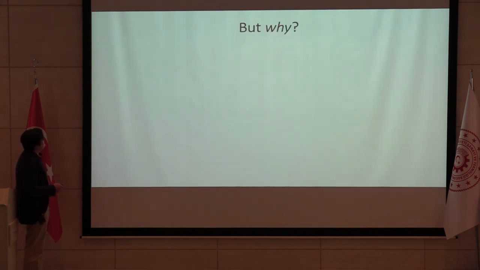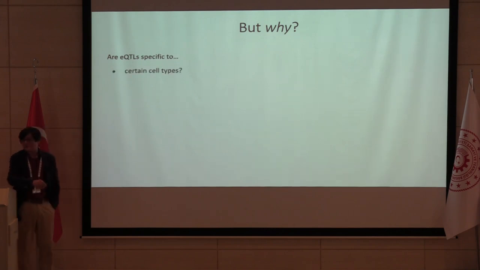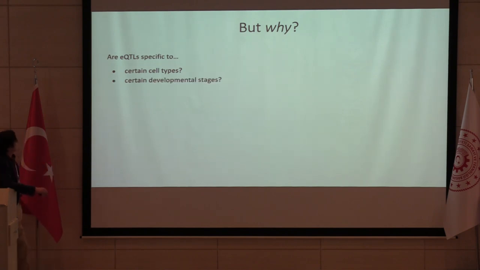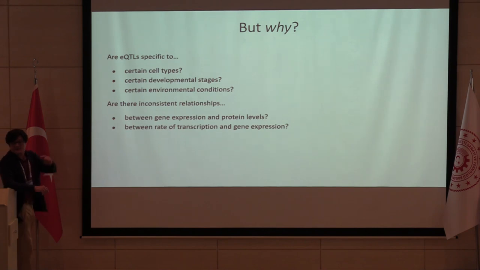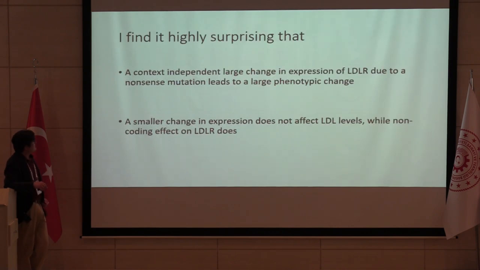Okay, so why? Is it because we're not looking at the right cell type? Maybe we're not looking at the right context. We got to the gene through a coding variant, so it's not context specific, but maybe expression regulation is. Maybe it's about a certain developmental stage, maybe a certain environmental condition, or maybe there is a nonlinear relationship. What we're measuring is the total amount of the message, but the effect is on the rate of transcription, right? So if there is no linearity built in, maybe this propagates.